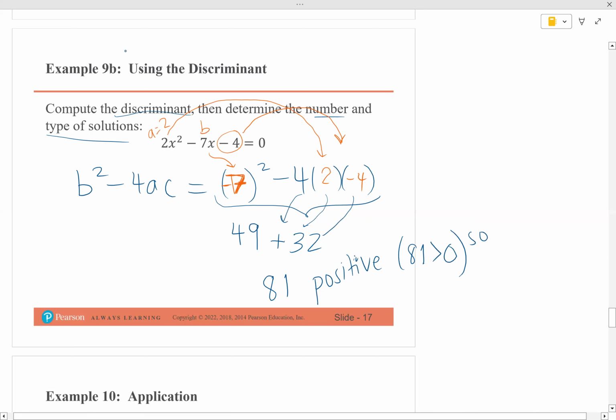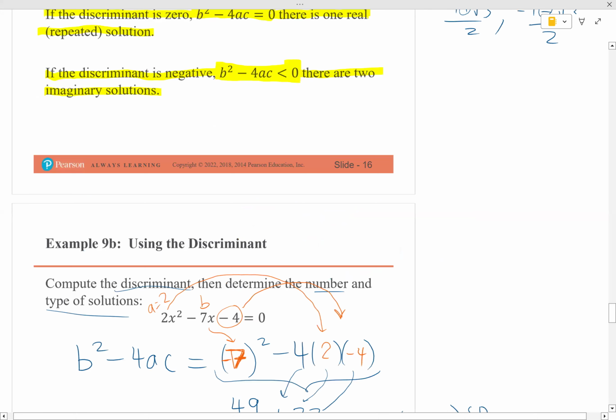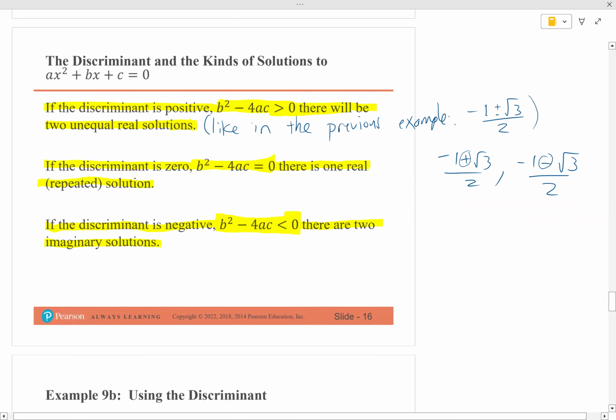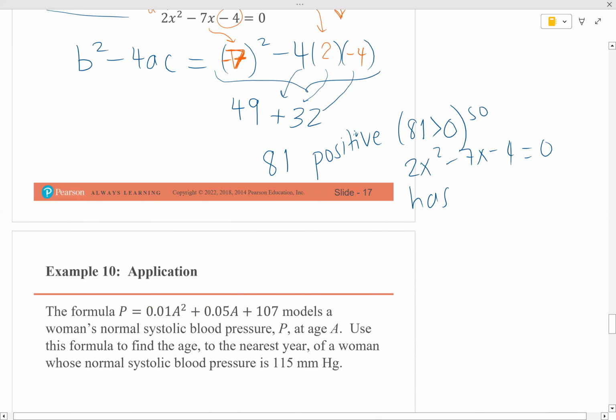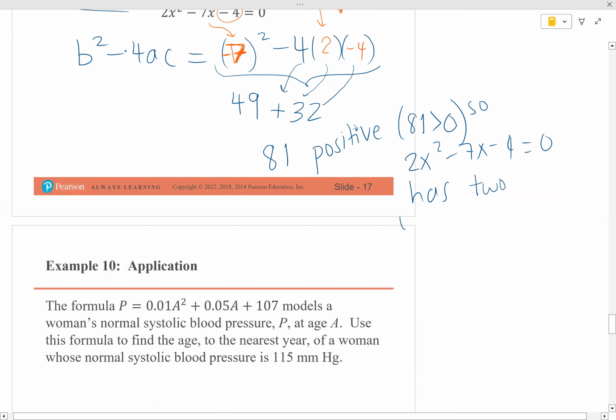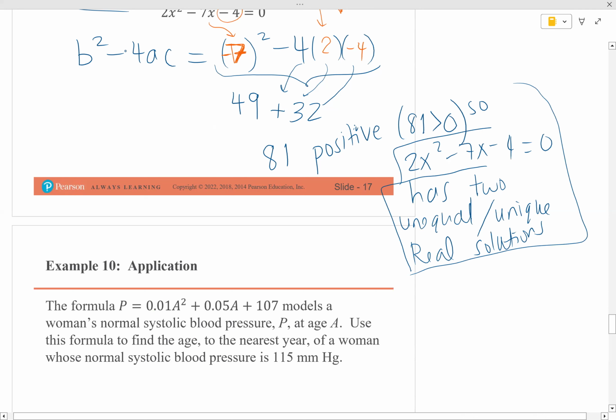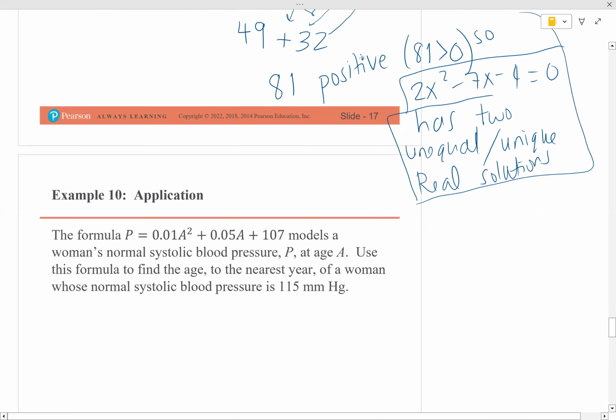So that means that 2x squared minus 7x minus 4 equals 0 has, I think it's two unique solutions, right? Or in other words, two unequal real solutions. Yeah, that's what it was. It has two unequal, but that's the same thing as unique. Unequal, unique, real solutions. Real as opposed to imaginary. So that's really all I wanted to know: how many solutions does it have and what kind are they, real or imaginary? Yeah, so that's it.